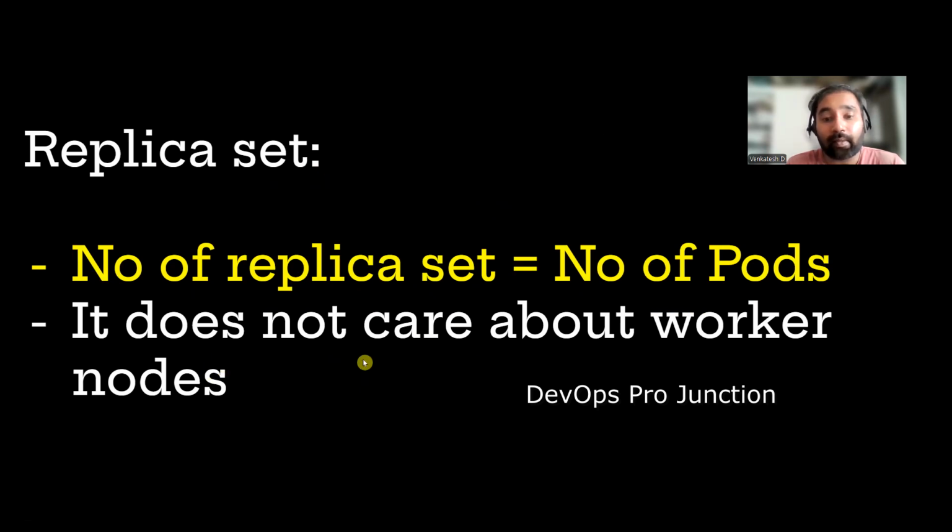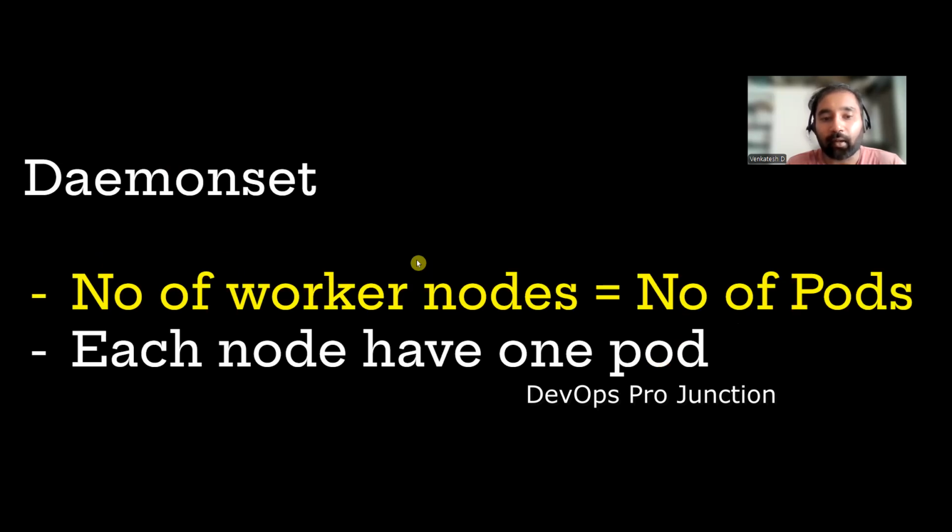And this does not care about your worker nodes. When it comes to the daemon set, for example, if your node count is 5, then your daemon pods will be 5. If total nodes are 4, then your pods are 4. If you have 10, then your pods will be 10. So each node will contain one single daemon set pod. I also showed you the use cases: we use the daemon set for monitoring purposes, logging and storage purposes.